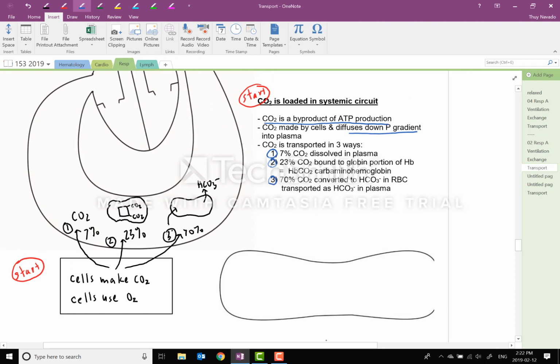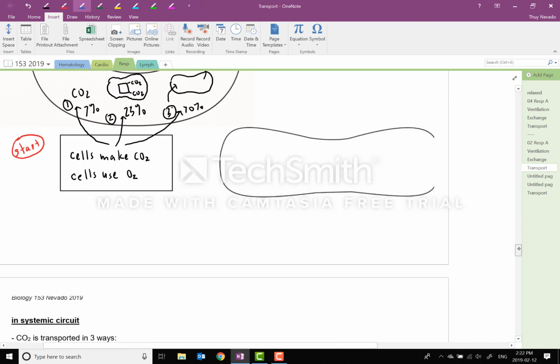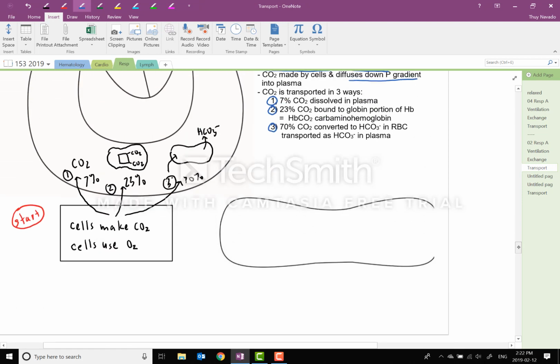So what I wanted to show you is just what happens inside that red blood cell. So here I have that same picture, just the red blood cell drawn a little bit bigger, so we can focus on what's happening inside. So here is about 70% of the CO2 entering into the red blood cell. And in the red blood cell, it can combine with water in a reversible reaction. So this means the reaction can go in either direction, and it can become carbonic acid.